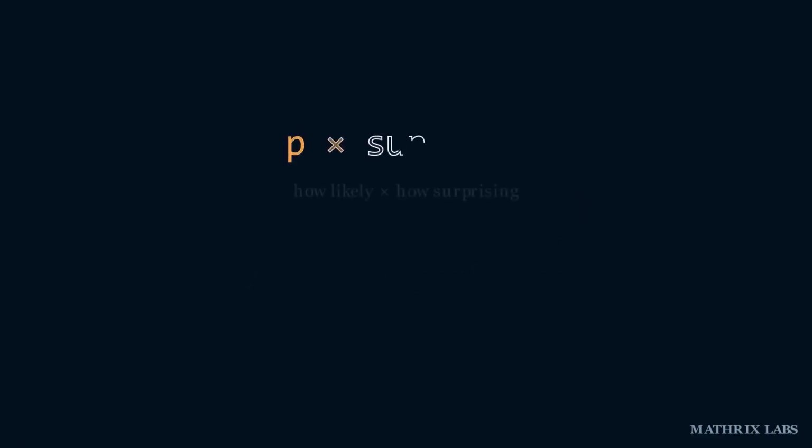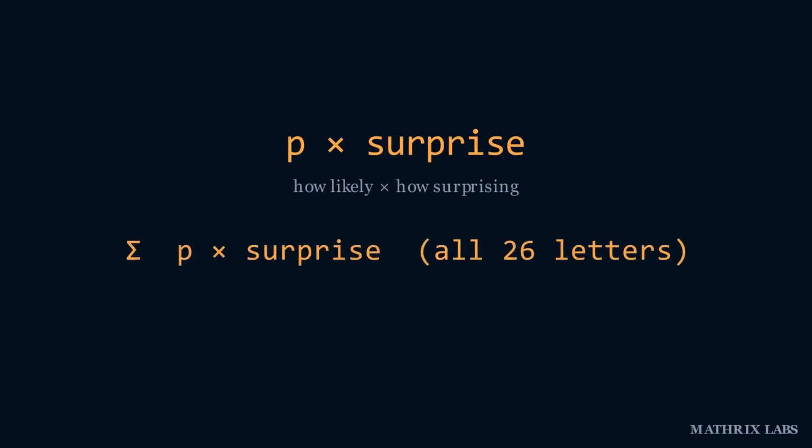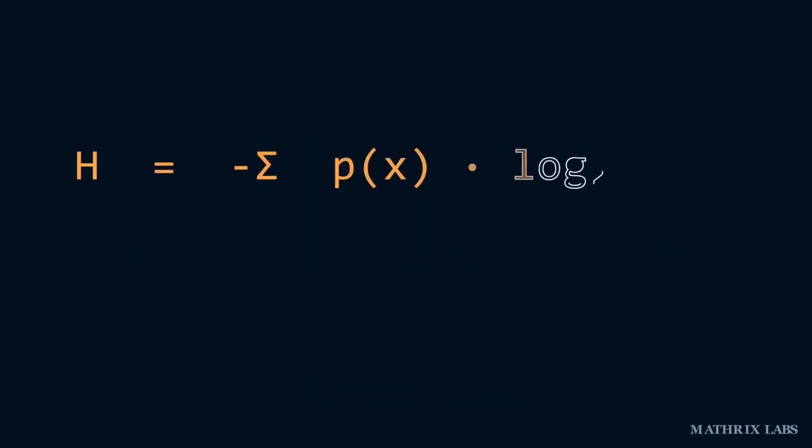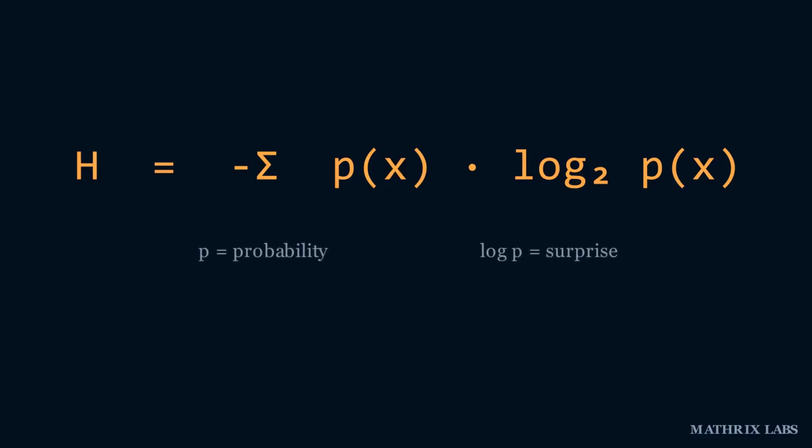Shannon's trick, multiply each letter's surprise by how often it actually shows up. Then add that up across all 26 letters. The result is the average surprise per letter. That number has a name, entropy. The formula looks scary, H equals negative sum of P times log P, but every piece you've already seen. P is each letter's probability, log P is its surprise. Multiply and add. The minus sign just keeps the answer positive, because logs of probabilities are negative.